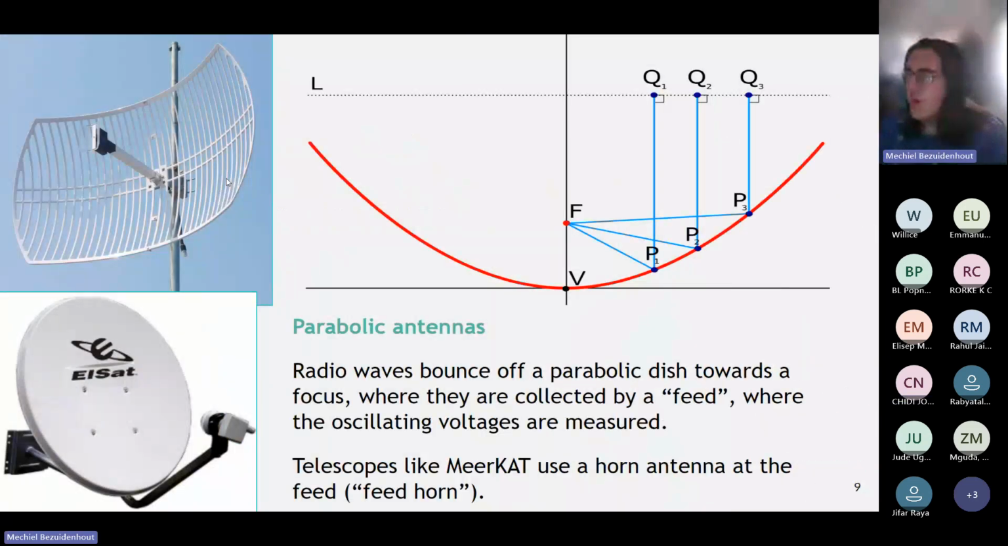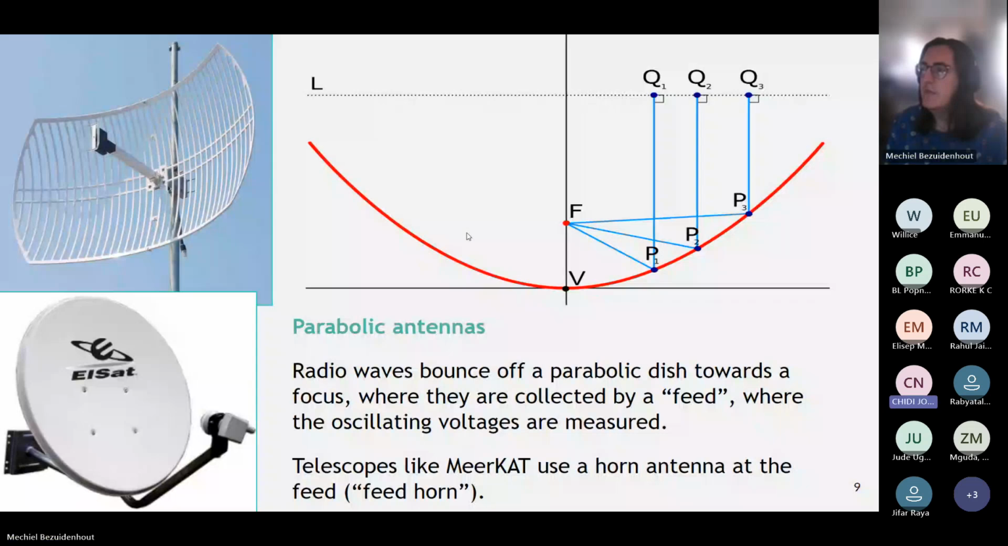Right, so parabolic antennas are antennas where you bounce the radio waves off of a parabolic dish towards a focus where they're collected by a feed, which then measures the oscillating voltages. So that's the typical DSTV satellite dish, it is a parabolic antenna. And yeah, as I said, telescopes like MeerKAT use a horn antenna at the feed, which is called a feed horn.